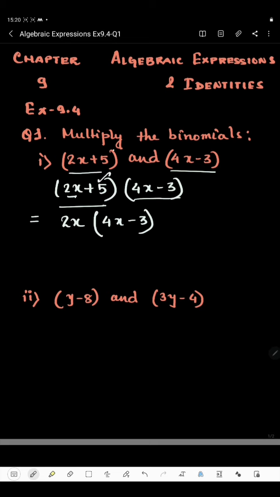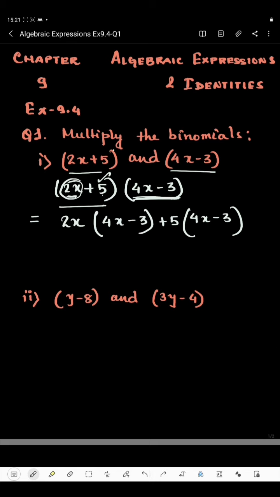Then we will write the next term of the first expression with its sign. Here 5 has a plus sign, so we will take plus 5 and multiply it by the whole second expression. So we have taken the first term of the first expression, which is 2x, multiplied by 4x minus 3, and then the second term with its sign, plus 5, multiplied by the second expression.